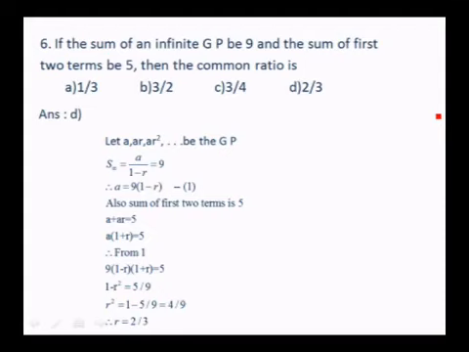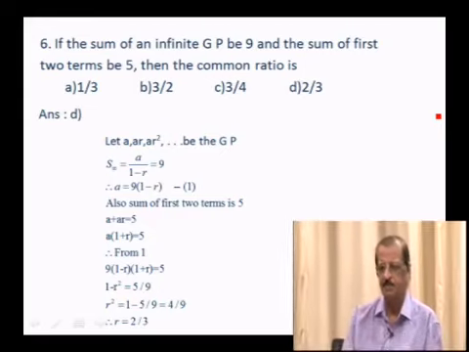Sum of infinite GP is 9, so that is S infinity. a over 1 minus r is the formula for S infinity. So, equate it to 9 so that you get a is equal to 9 into 1 minus r. Sum of the first two terms is a plus ar. So, that is equated to 5. a plus ar is equal to 5. If you take a as a common factor, a into 1 plus r is equal to 5.